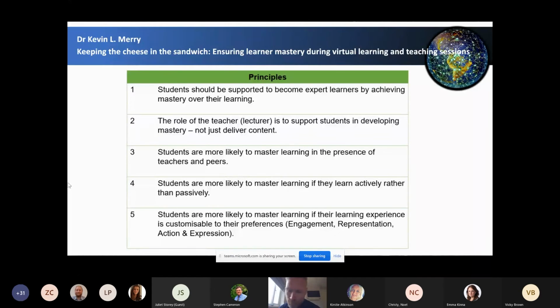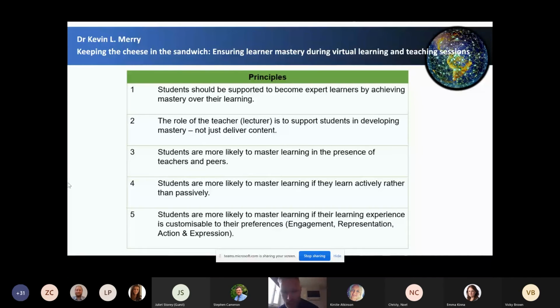Those principles are: first, students should be supported to become expert learners by achieving mastery over their learning, and I will explain what mastery specifically means on the next slide. Second, the role of the teacher or lecturer is to support students in developing mastery, not just to deliver content. Hopefully we are all aware of that by now. Number three, students are more likely to master their learning in the presence of teachers and peers than they are on their own. Number four, students are more likely to master learning if they learn actively rather than passively.